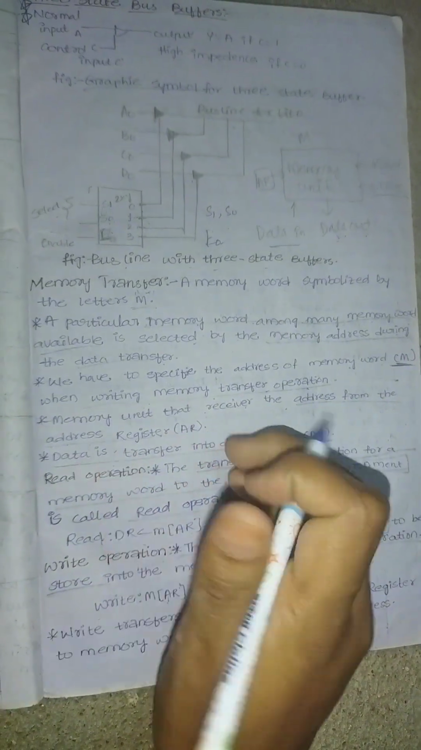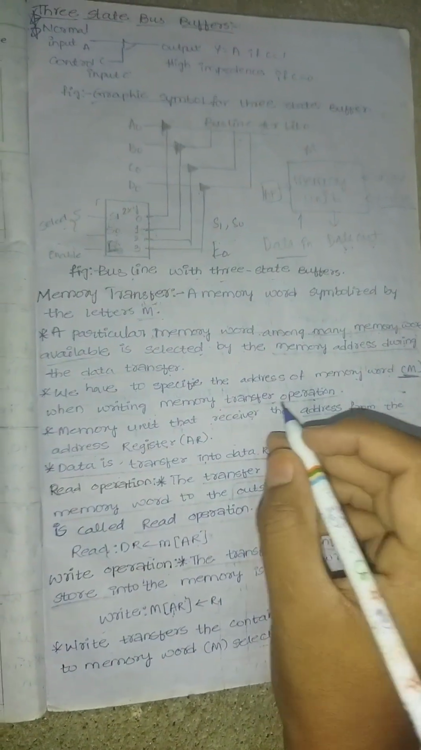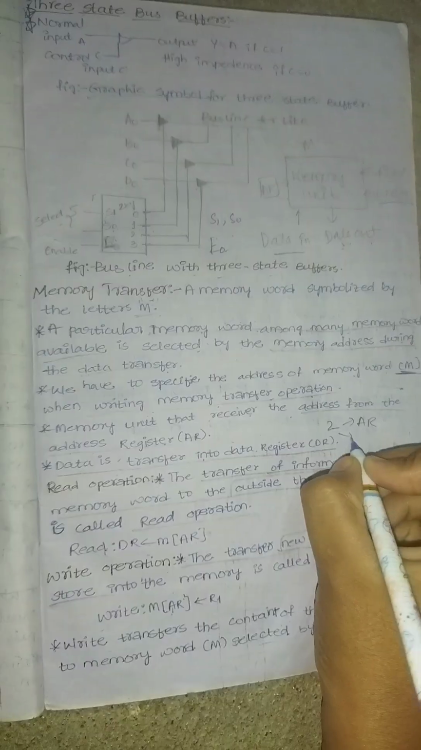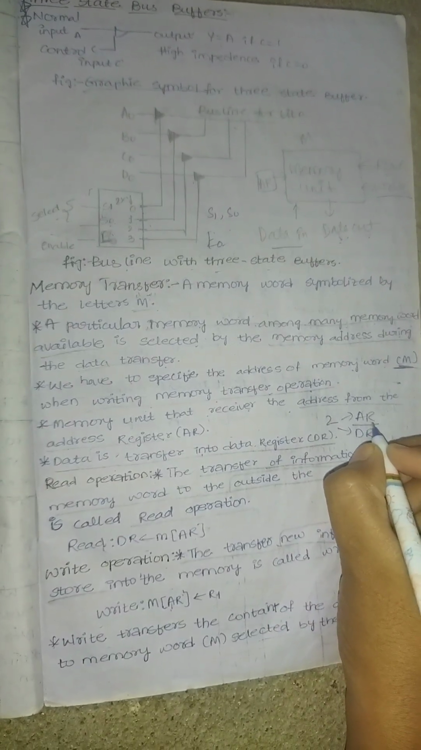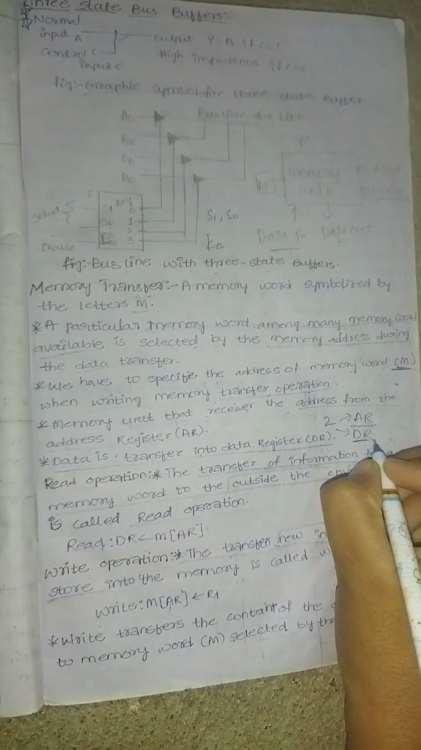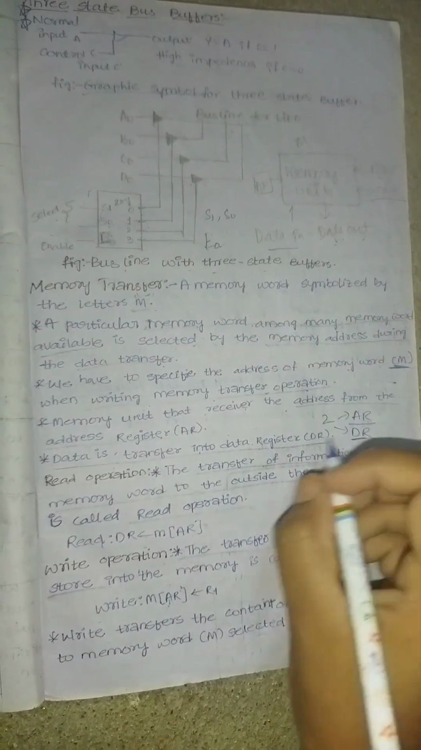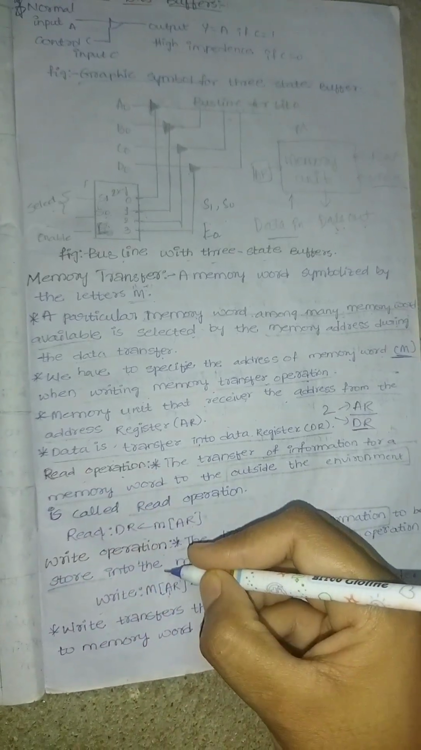From the address register, data is transferred to the data register. We include in this topic 2 registers: one is the address register, for addressing purposes, and one is the data register. For the memory unit, the data register is used for data transfer from one register to another register. We will perform 2 operations, read operation and write operation.